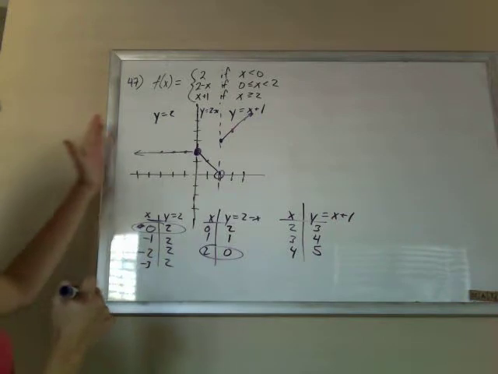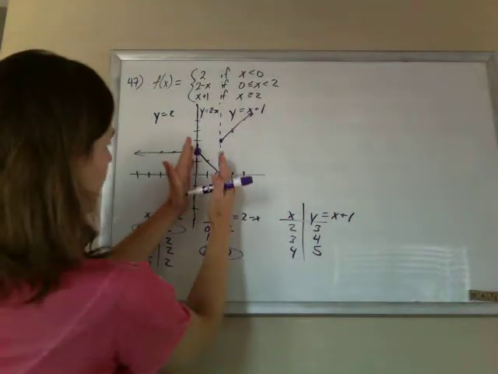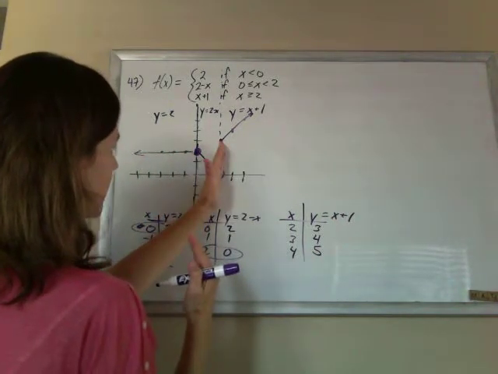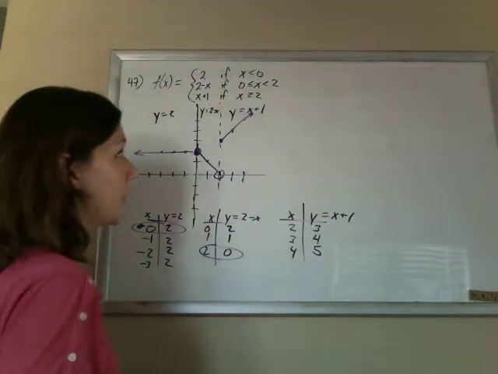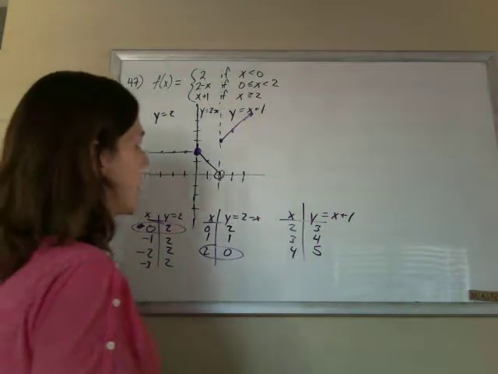So y equals 2 for the x's that are less than 0, y is 2 minus x for the x's that are between 0 and 2, and y equals x plus 1 for the x's that are greater than or equal to 2. Woohoo! We did it. All right.